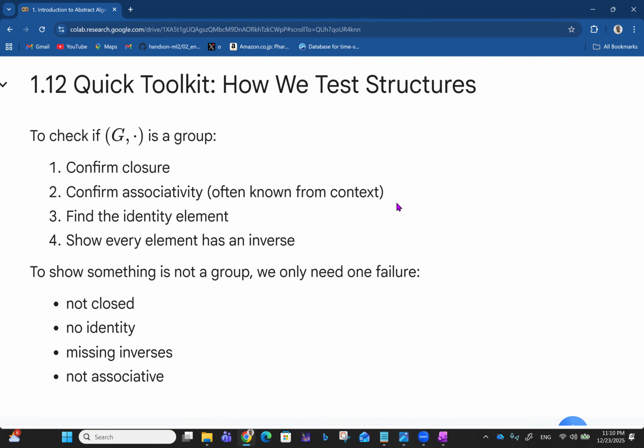Find an identity element. Of course, we know how to do that. What will you add to a number, or add a number to, that will always give you the number? That's the identity element. Then show every element has an inverse.